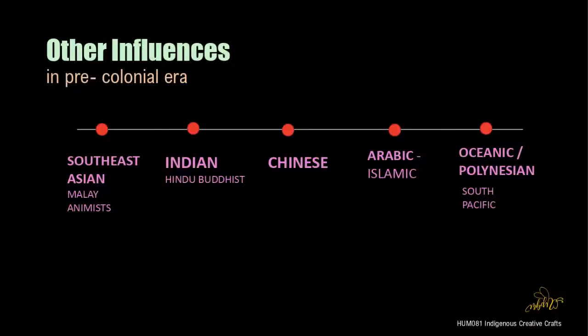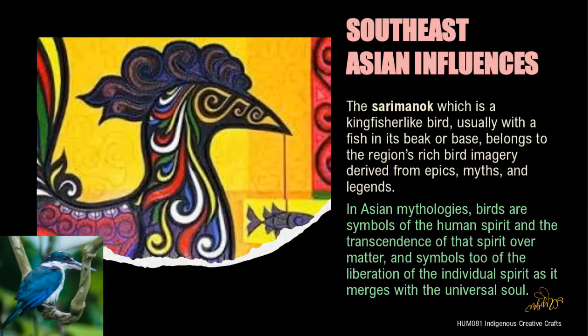Now let us look at some of the other influences. We have a lot, I mentioned already a lot of times, Southeast Asian, the Malay animes, and then mentioned also were the Oceanic Polynesian influence found in the South Pacific. And then we also have the Indian Hindu Buddhist influence, we have the Chinese influence, and the Arabic Islamic influence. Now, just to go back to some more of the Southeast Asian influences, we have the Sarimanok.